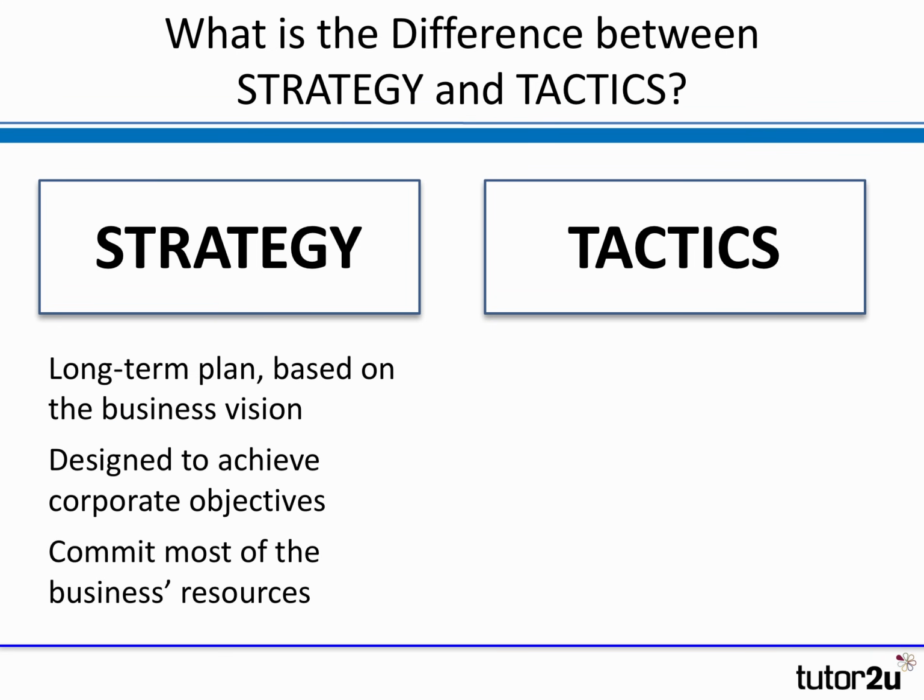Strategy is essentially about the long-term plan of the business. Strategic decisions are taken at the top level of a business, and they're derived and based on what the business wants to achieve, which itself is set by the vision or the mission of the business. So strategic decisions, strategic actions are essentially based around trying to achieve the corporate objectives.